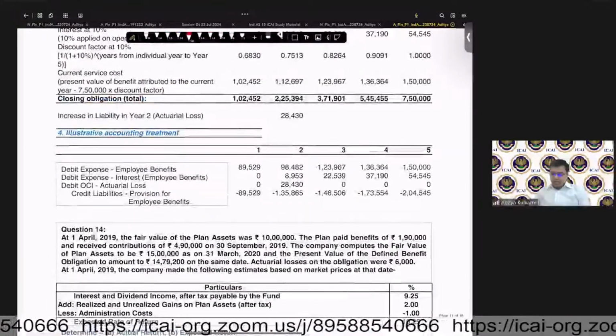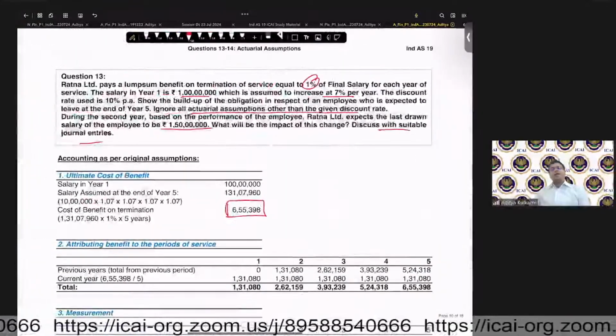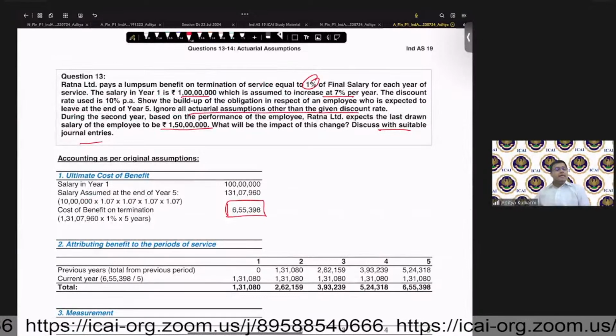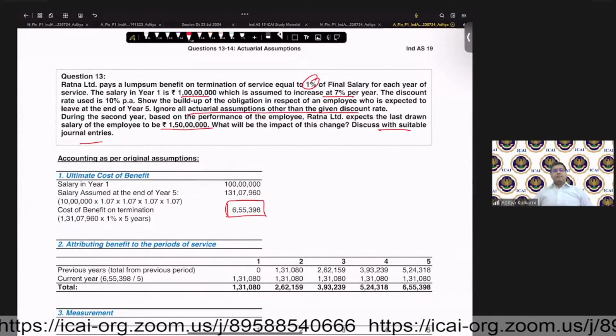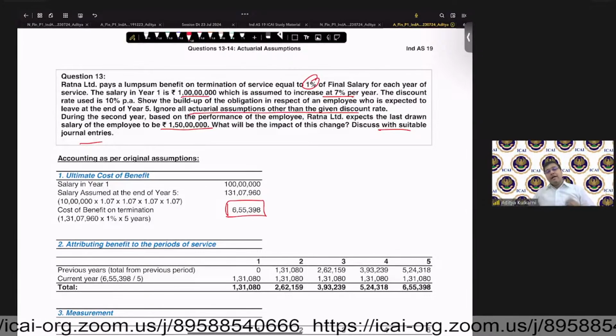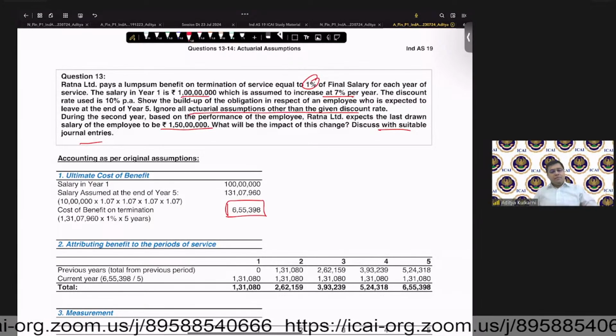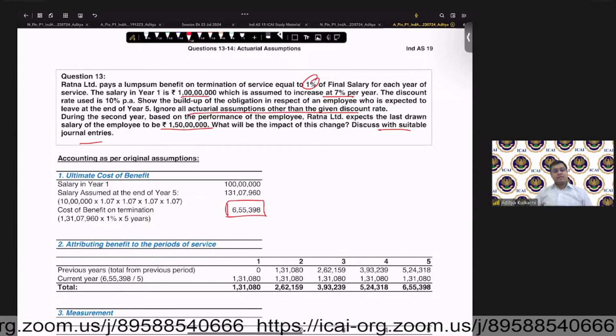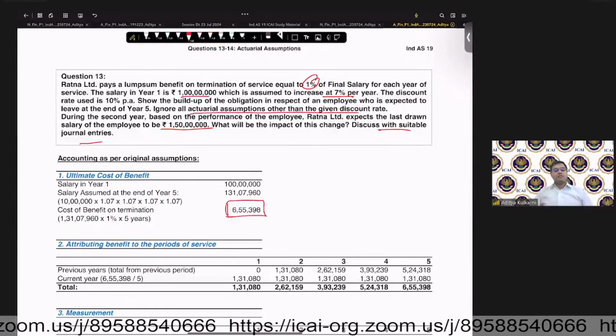Is it a change in plan or is it a change in actuarial assumption? It is not a change in the plan. Plan change will happen where the employer has the control. For example, 1% became 2.5%. We call this a plan modification.